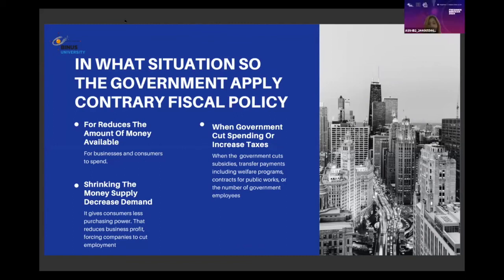In what situations does the government apply contractionary fiscal policy? First is for business and consumers to spend less, just like using the amount of money available. Shrinking the money supply decreases demand. It gives consumers less purchasing power. That reduces business profit, forcing companies to cut employment. Third is when the government cuts spending or increases taxes, when the government cuts subsidies, transfer payments, including welfare programs, contracts for public works, or the number of government employees.